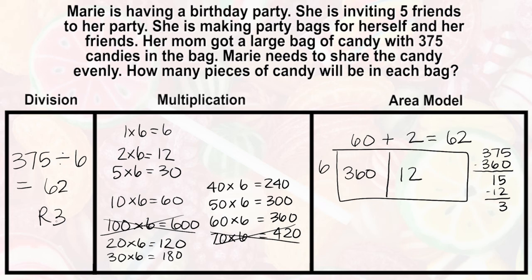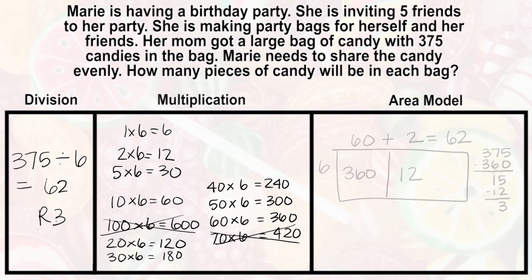However, it is important to note that this is not the answer to the problem. We were asked to figure out how many pieces of candy Marie put in each bag. To answer the question, we need to omit the remainder. Marie put 62 pieces of candy in each party bag. This is only one way to get the quotient of 62 remainder 3.